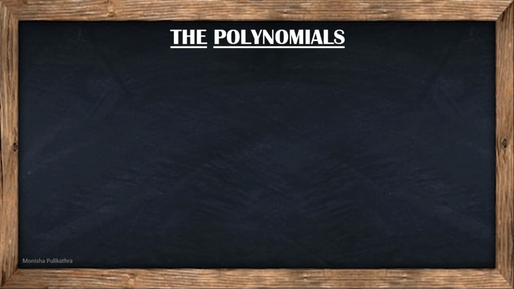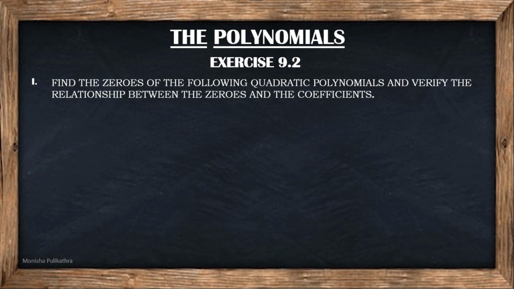Next, going to the exercise section. So here in the first part of the second exercise, we need to find the zeros of the following quadratic polynomials and verify the relationship between zeros and the coefficients. The first question is x square minus 2x minus 8. First we need to equate it to 0. First we need to change the expression into an equation. That is x square minus 2x minus 8 is equal to 0.